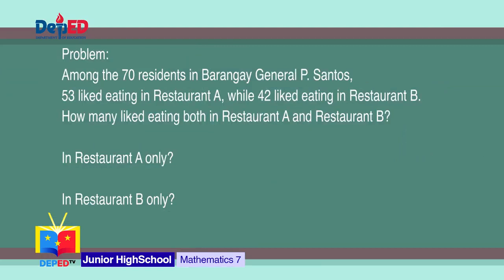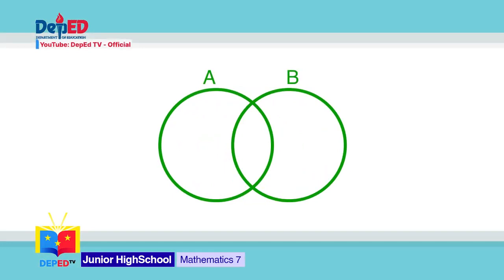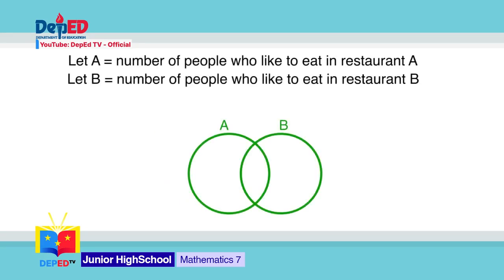Let you complete up to step 3, but first, let me help you by giving you a hint. Refer to this diagram, which somehow sums up the situation described in our problem. Let's say A represents the set of people from Barangay General P. Santos who like to eat in restaurant A, while set B represents the set of people from the same barangay who like to eat in restaurant B.